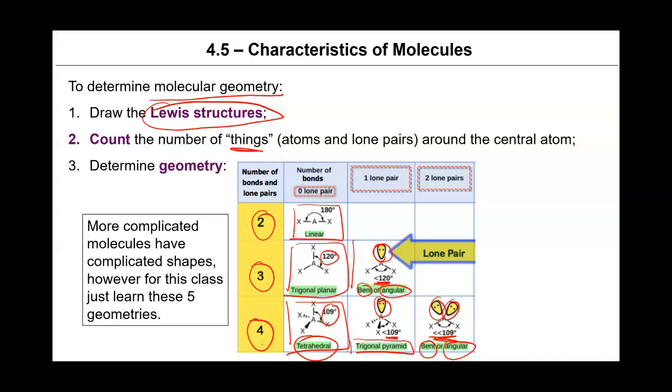So you need to know the information in this table, which means that you need to know the names of each of these 5 types of molecules, and we also need to know the bond angles.